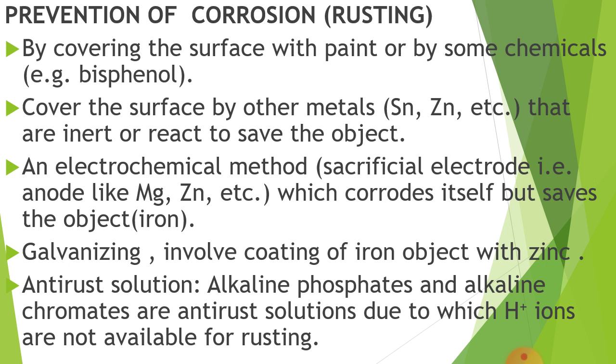Lastly, anti-rust solutions. Many anti-rust solutions are there. Alkaline phosphates and alkaline chromates are anti-rust solutions, due to which H plus ions are not available for rusting, and hence this will stop the process of rusting or corrosion. So these solutions are known as anti-rust solutions.